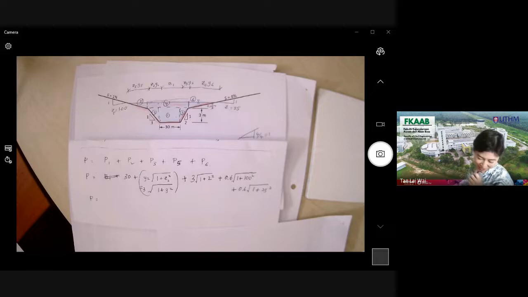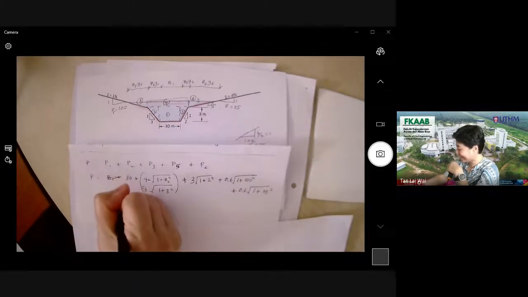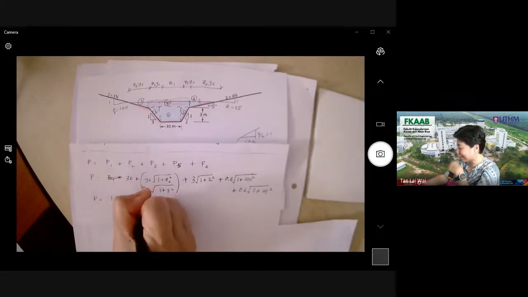Correct. Wei Jing, you're right. Let's just say we are not sure we are right yet, but your answer is the same as mine. But let's look at Faris' answer. So this is what Wei Jing already got, eh?